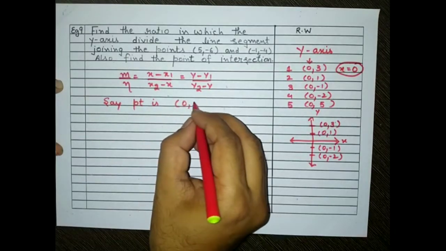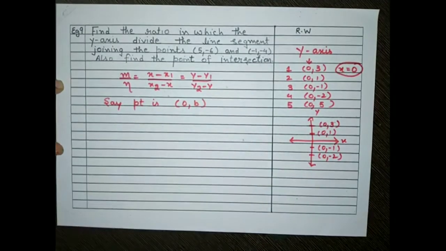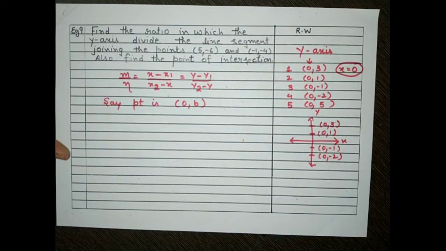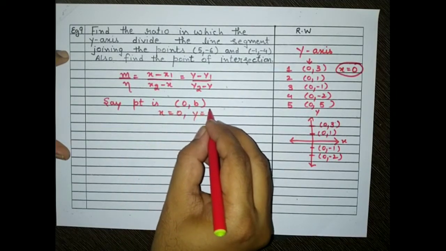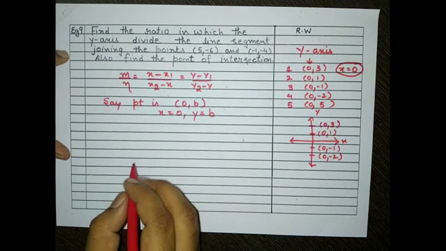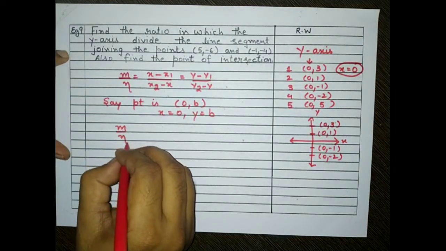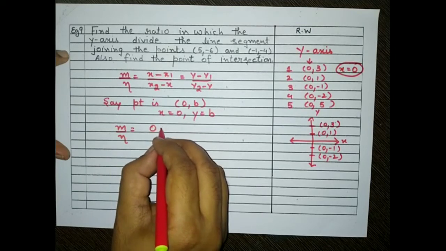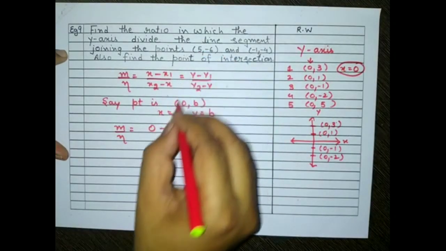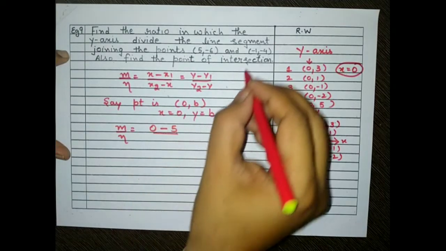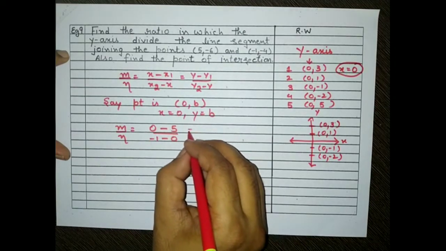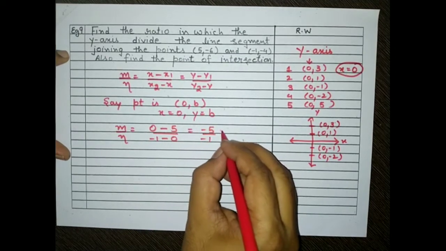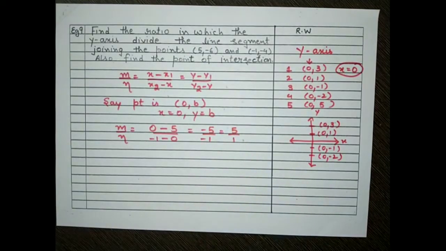We took the point of intersection as, say, (0, b) here. You can take any symbol here, but the x part should be 0. So m by n will be equal to 0 minus x1, that is 5, over x2, that is -1, minus 0. So it is -5 over -1. So the answer is 5:1.